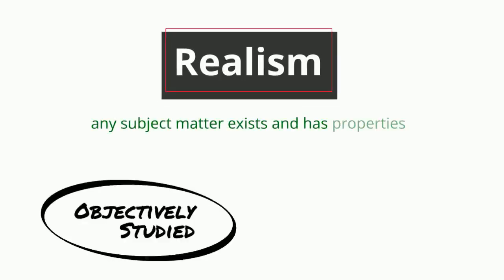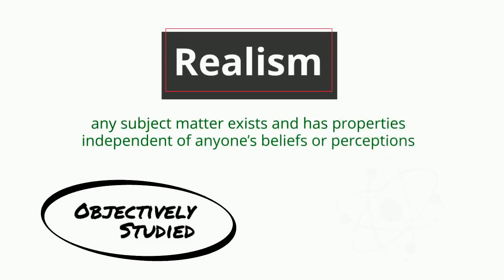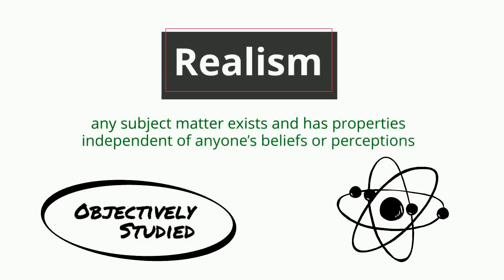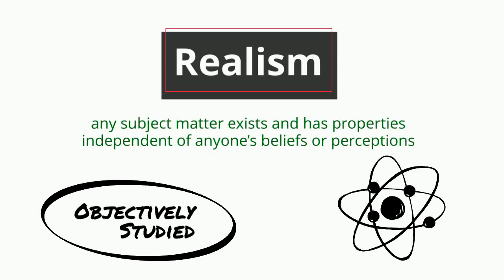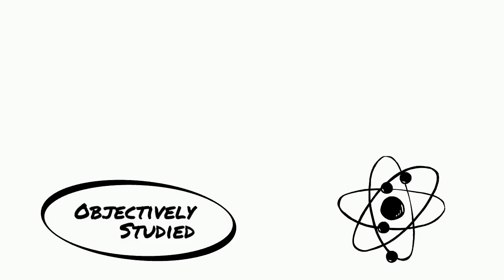The first ontology is realism. There are two main aspects of realism, existence and independence. In general, the claims are that any subject matter exists and has properties independent of anyone's beliefs or perceptions. Therefore, the truth can be objectively investigated, analyzed, and studied.